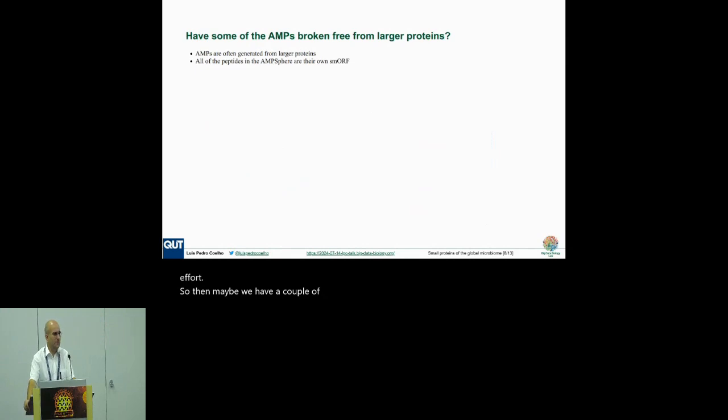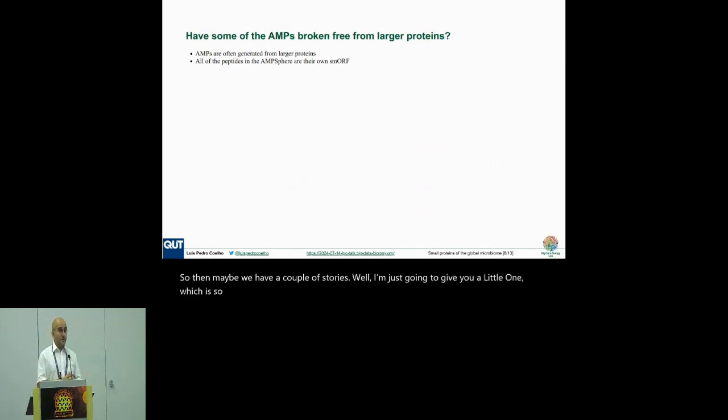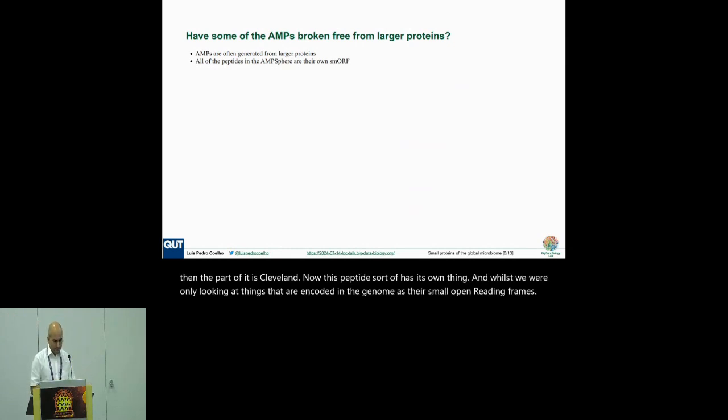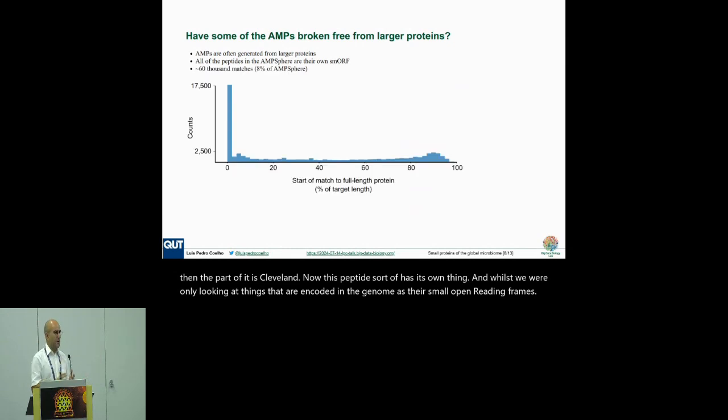So then maybe we have a couple of stories, but I'm just going to give you a little one. In real life, a lot of AMPs come from a longer protein that's produced, and then part of it is cleaved, and now this peptide sort of has its own thing. Whilst we were only looking at things that are encoded in the genome as their small open reading frames, we were thinking, okay, but maybe there's some sort of cleavage at the genomic level.